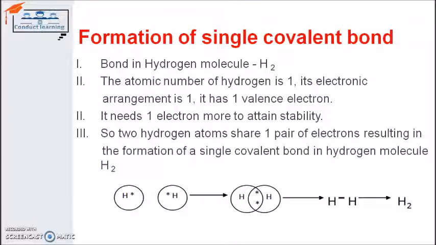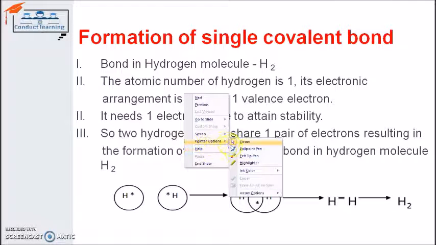So how is that bond formed? Let's see. The bond in the hydrogen molecule is S2. The atomic number of hydrogen is 1 and the electron configuration is 1 only. It has one valence electron, so it needs one more to become stable. That's why it will make a bond, known as a covalent bond, with another atom of hydrogen, and the bonding is represented there.